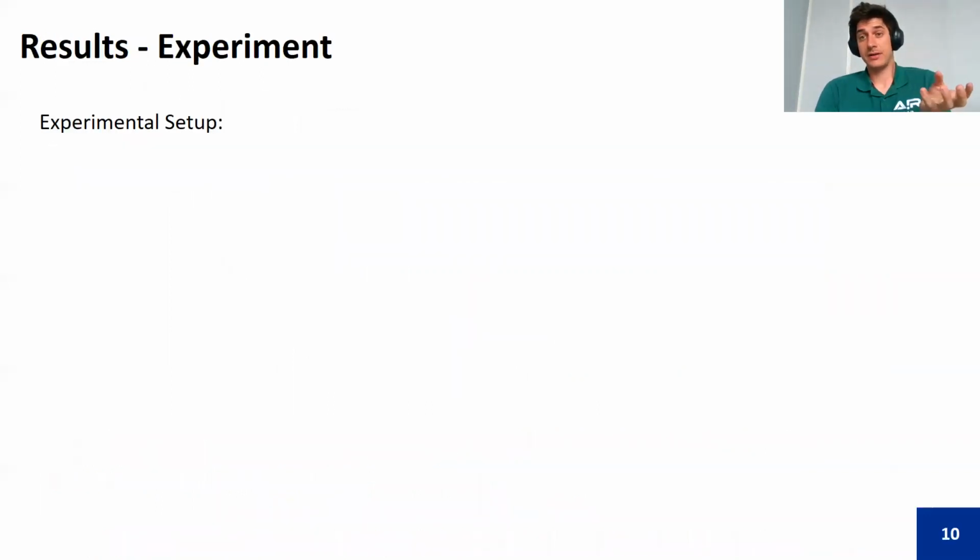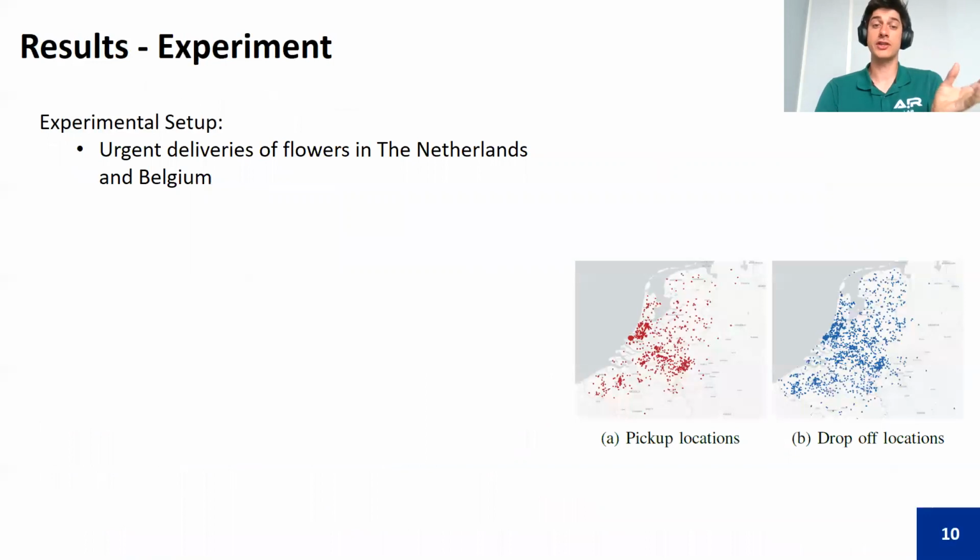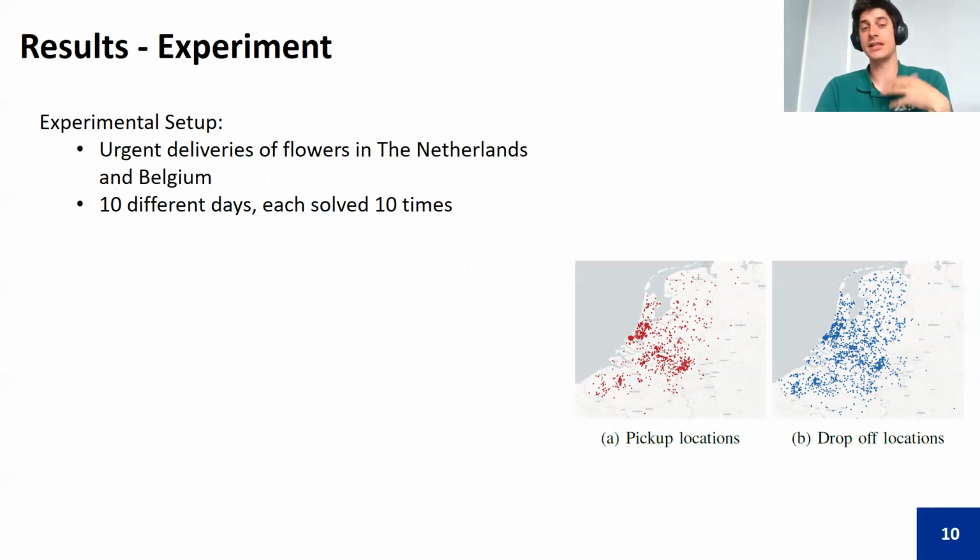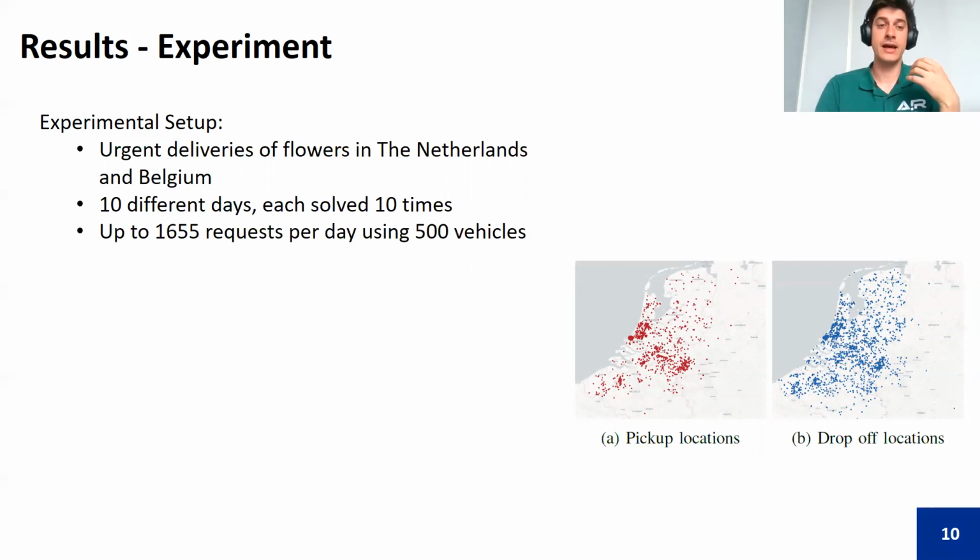The next step, after having this approach, was that we wanted to know how it actually performs. Therefore we ran some experiments, and those experiments were set up the following way. We looked at an urgent delivery case of flowers in the Netherlands and Belgium. At the bottom, you can see the pickup and drop-off locations. We solved it for 10 different days, and each of those days we solved 10 times to get solid averages.